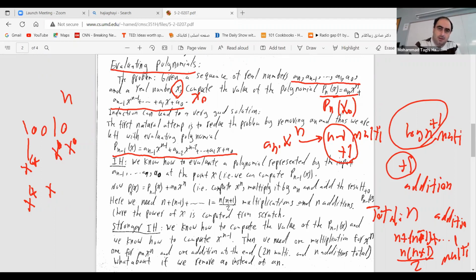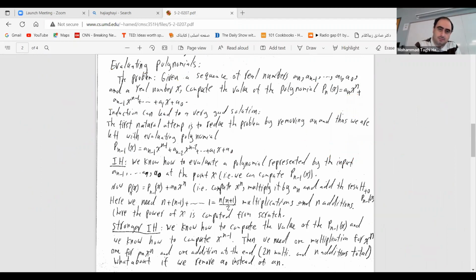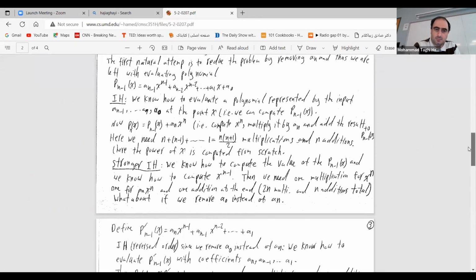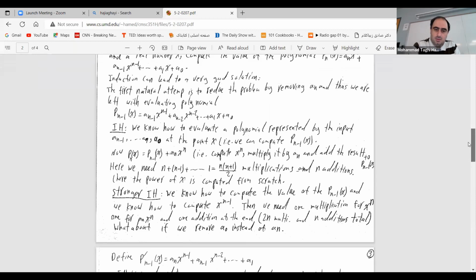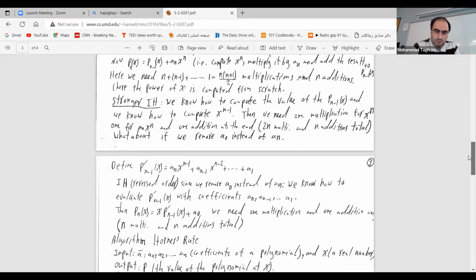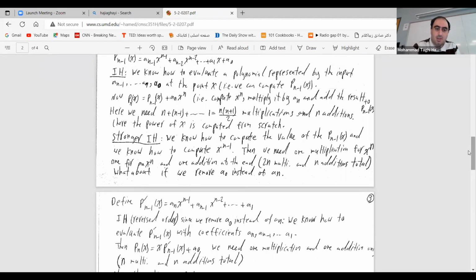Good. So that's one way. Now let's clean it up and then go another way. We can actually do it smarter than this. So what would be the smarter thing? We said that we are using a stronger induction hypothesis. And again, the base cases are easy. I don't talk about the base case. You can check it yourself.